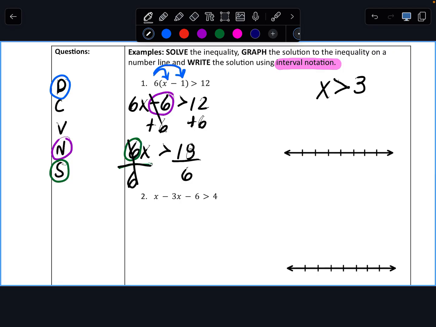That's my inequality. Now I want to write it in interval notation. So what's my smaller value? Well, x is greater than 3, so the smallest value is going to be 3. I'm using parentheses. I'm going to do my comma, and I'm going to do my positive infinity, close my parentheses. So when I graph, I'm going to go to the number 3 on the number line. I'm using an open circle, and I'm drawing it in the direction of positive infinity.